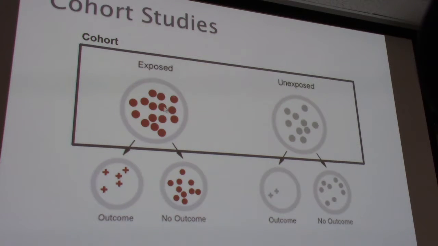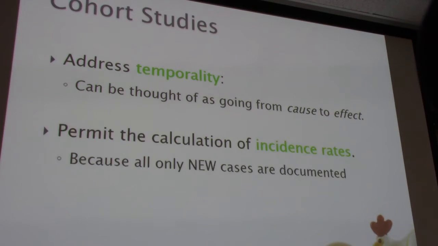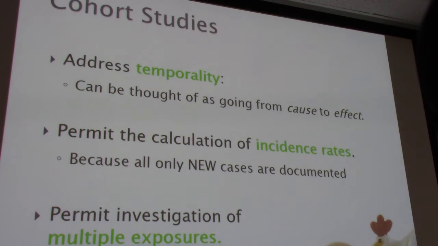So in this pictorial way, we're starting with exposed and unexposed people in 2 separate groups. We're documenting their exposures and then seeing which ones develop the outcome moving forward. So this addresses temporality, and we can think of this as going from cause to effect. It's still an observational study, so we can't always prove causality, but we're at least moving in that forward direction. It permits us to calculate incidence rates, so the development of new cases. And we can investigate multiple exposures.